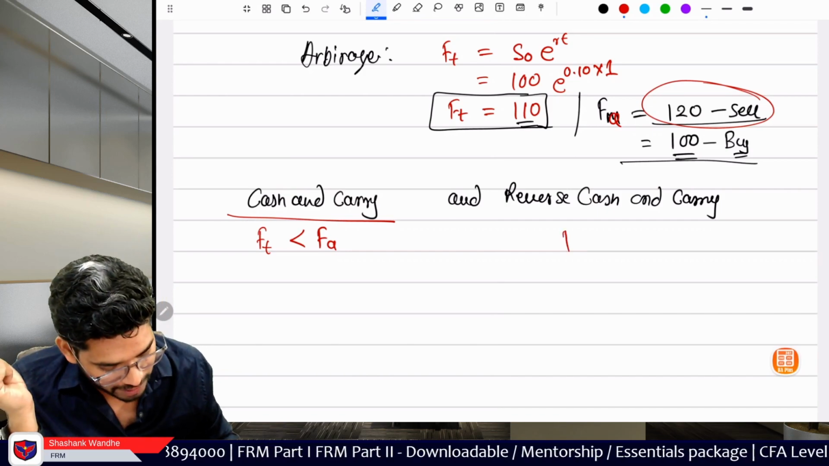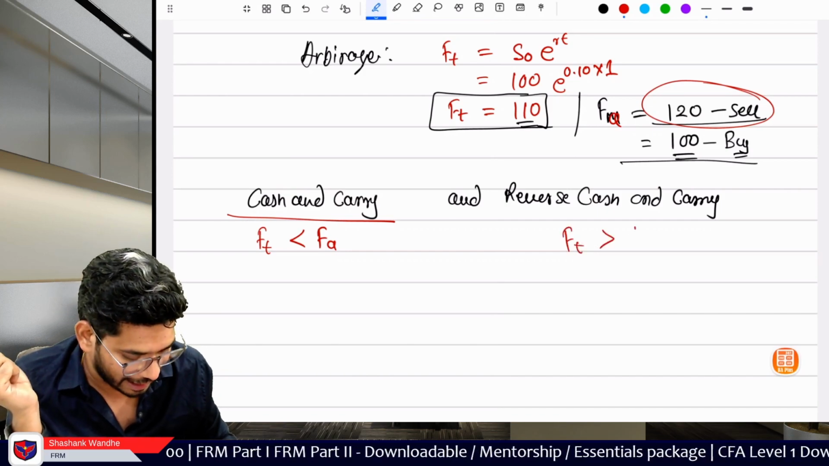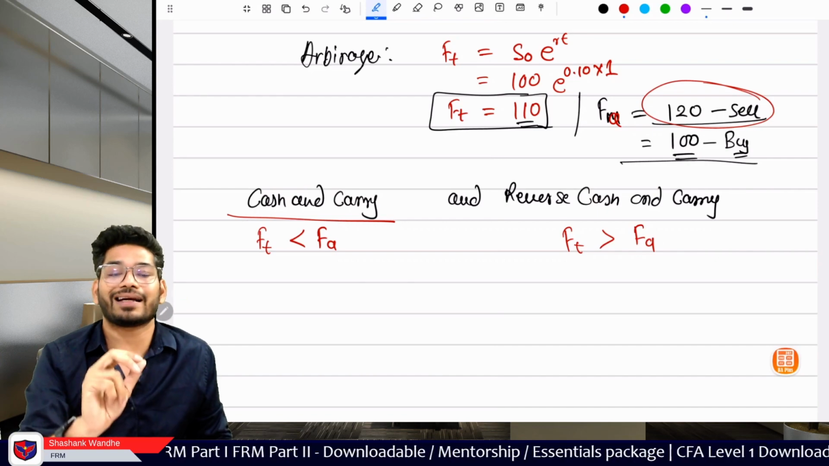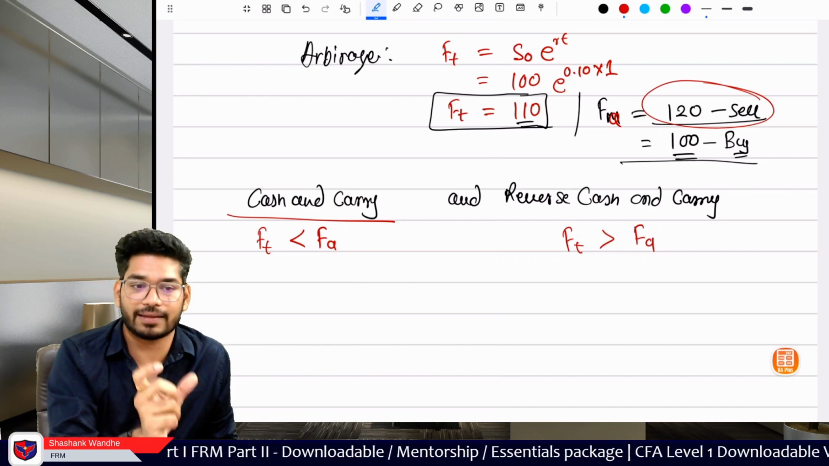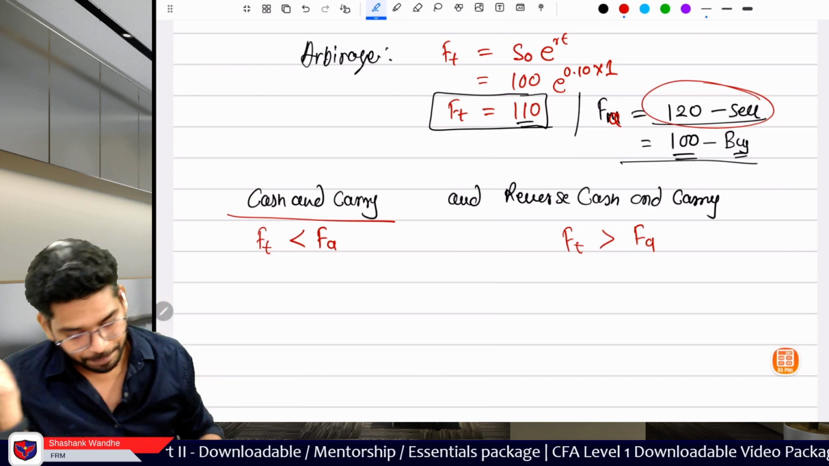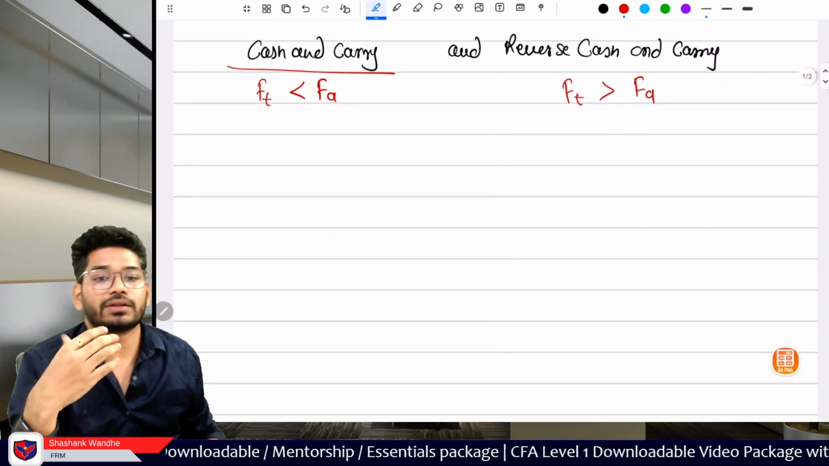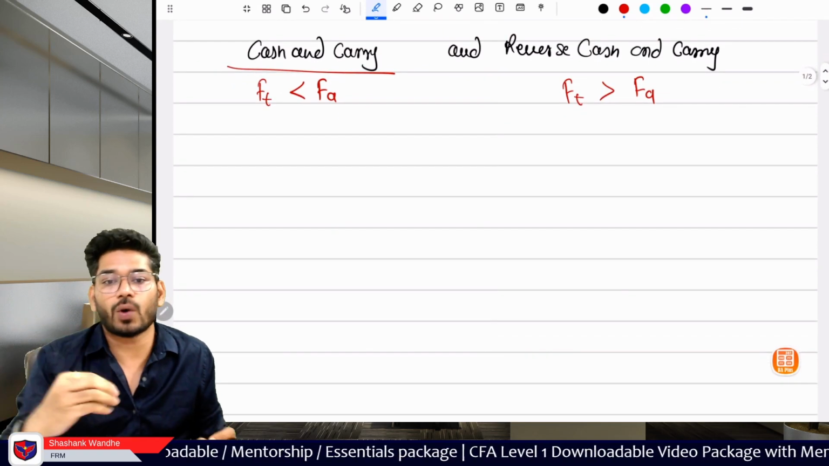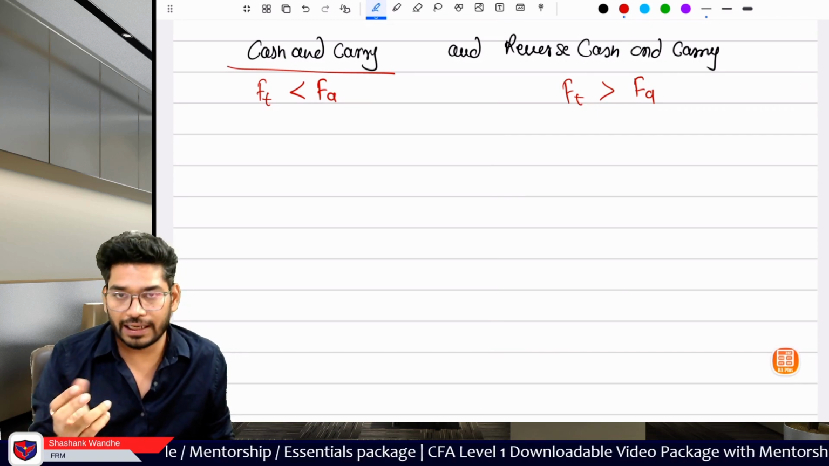And if the reverse is true, that is FT is greater than FA, the theoretical price is greater than the actual price, then we call this a reverse cash and carry arbitrage. Remember this. Now, what is the strategy here? How to exploit this opportunity?